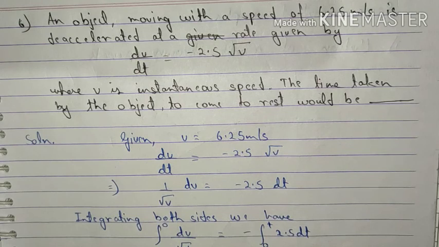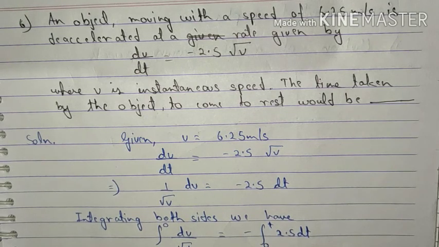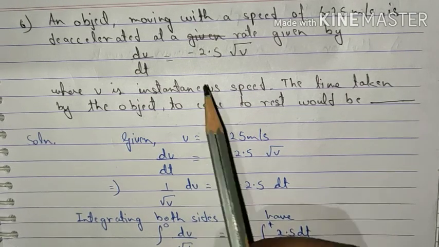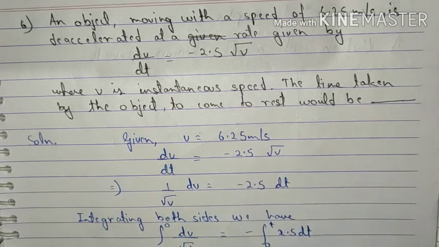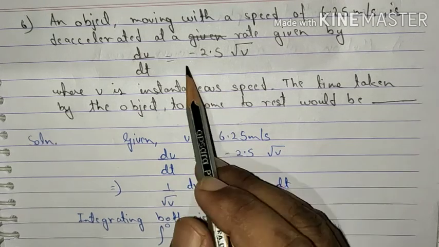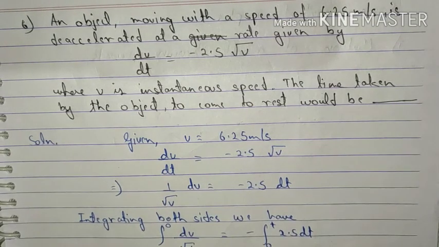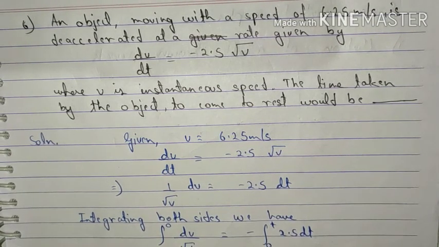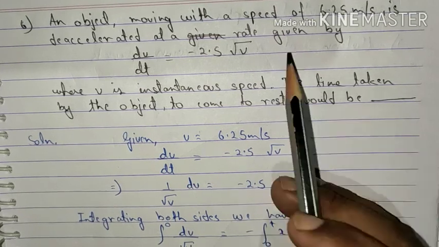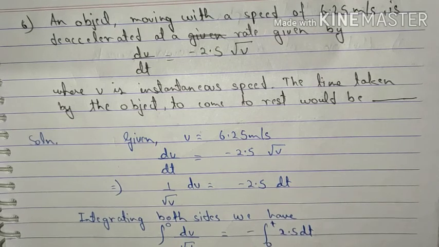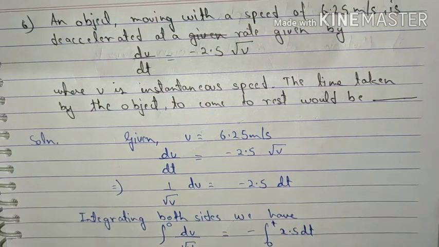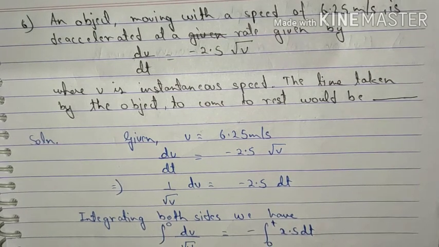So what has been given to us? The value of acceleration has been given to us as dv upon dt, which is equal to minus 2.5 root v. The negative sign over here represents that the body is getting decelerated. Now what else is given to us? The speed of the object is also given, which is 6.25 meters per second. This 6.25 meters per second is the initial speed of the object.